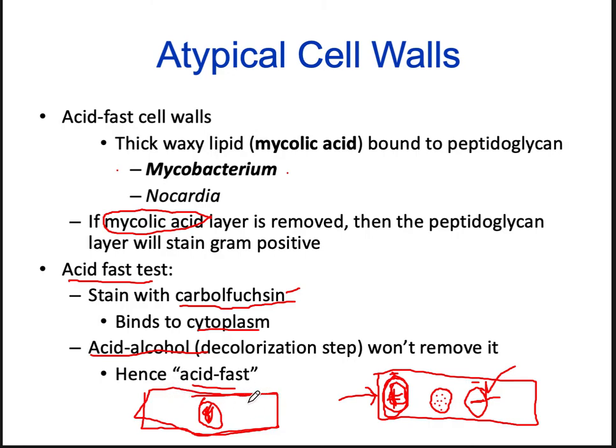And so your negative for acid fast is actually blue, which is the counterstain. Okay, so that's the acid fast stain. You can see examples in the steps of the acid fast test in chapter 3.